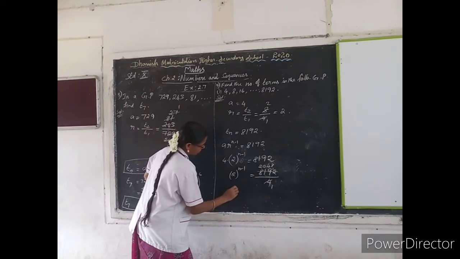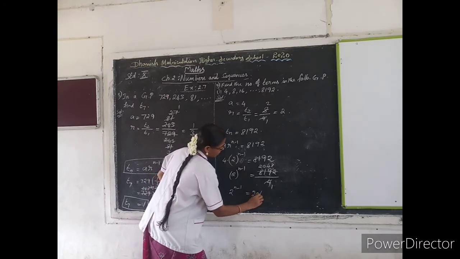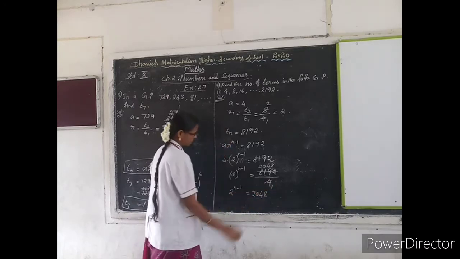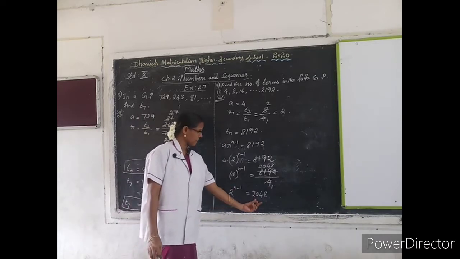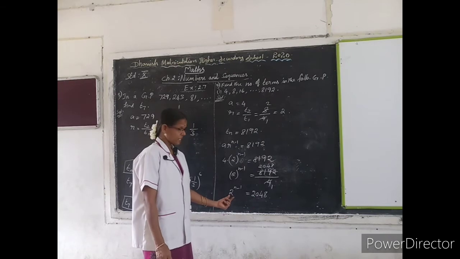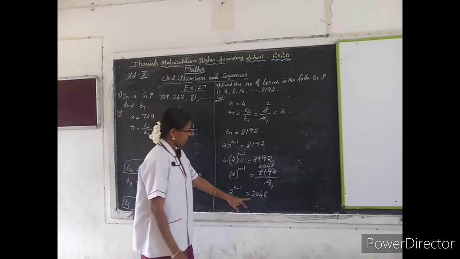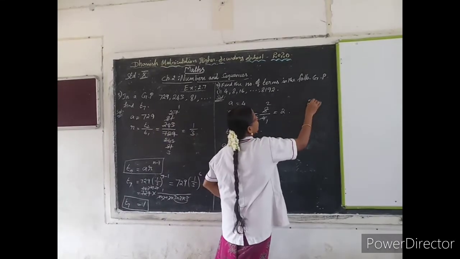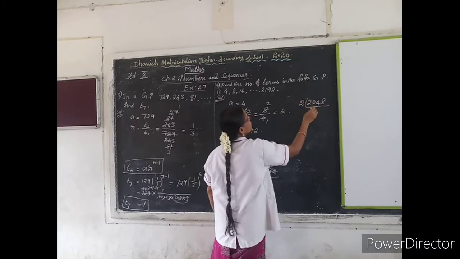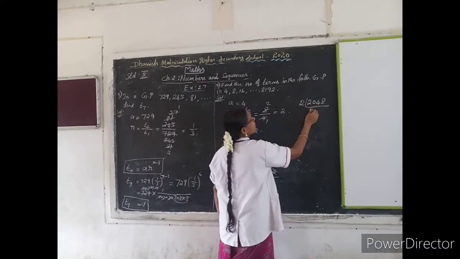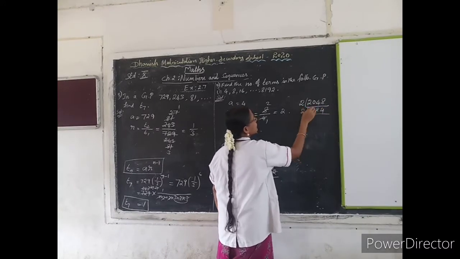So 2 power n minus 1 is equal to 2048. How to find n? So we should write this number in terms of base and power. That base should be 2 only. So divide by the 2 table. 2048. The 2 table is our divisor. 1 time 0. 2 2s are 4. 4 2s are 8. Again by the 2 table.